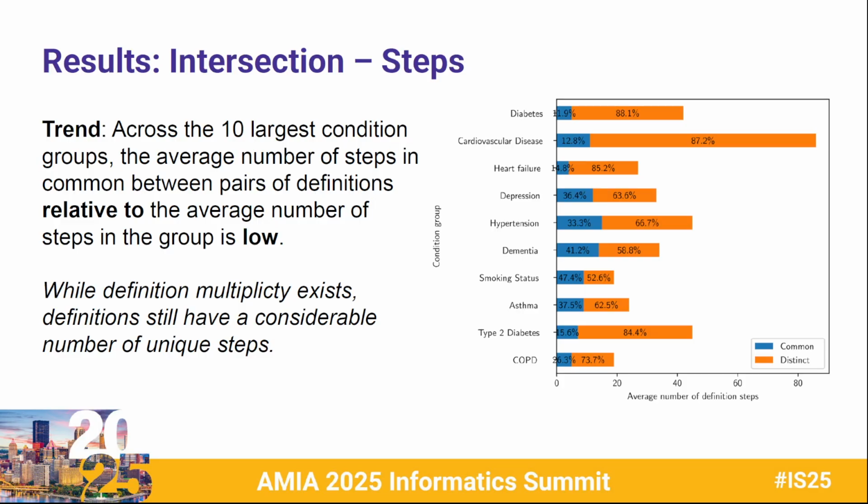So what does this tell us, this trend that we saw across the example here of the 10 largest condition groups? Well, it tells us that while definition multiplicity is certainly a thing, in general, definitions still have a considerable number of unique steps. So because this intersection was relatively low, that means conversely that there's a number of unique steps. So in other words, it's worthwhile taking this information and keeping this as metadata that can then be used by researchers.